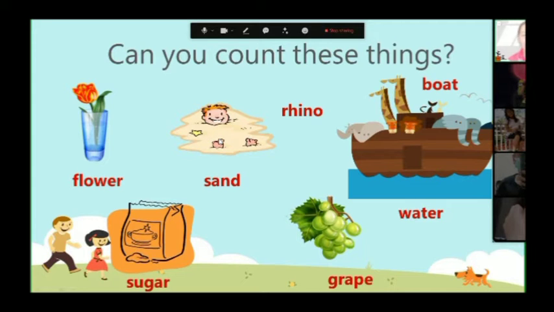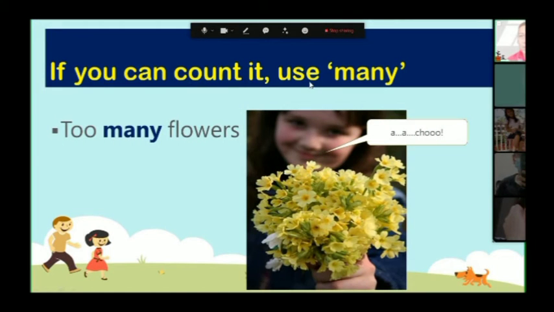Sand. Can you count sand? No, we cannot count sand. How about this one? Rhino or animal. Can we count? Yes. How about boat? Can we count boat? Yes, very good. How about water? Can we count water? No. So uncountable. So sugar, can we count sugar? No. So uncountable. Grapes, can we count grapes? Yes.